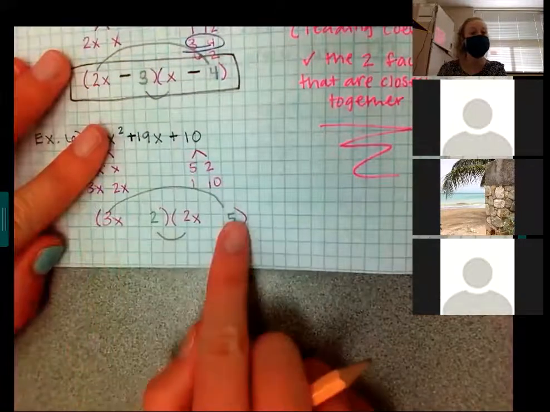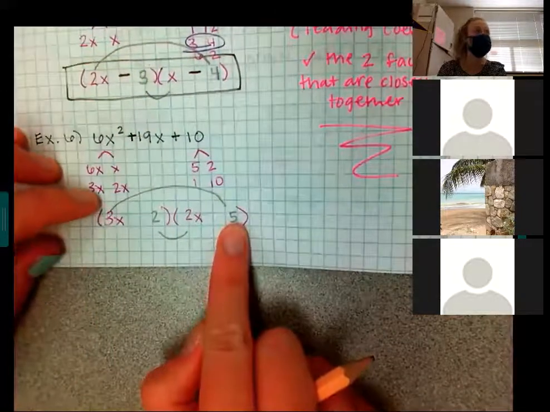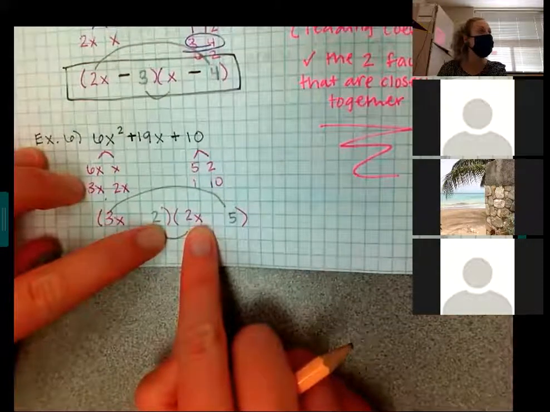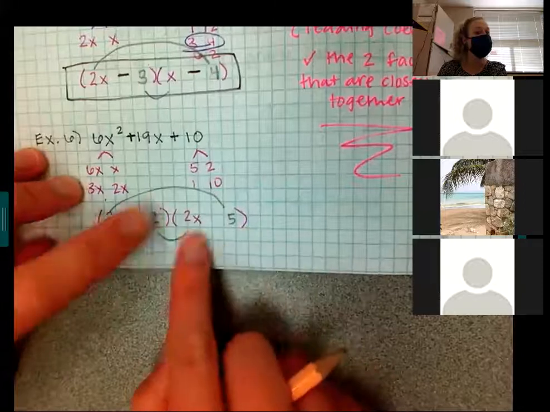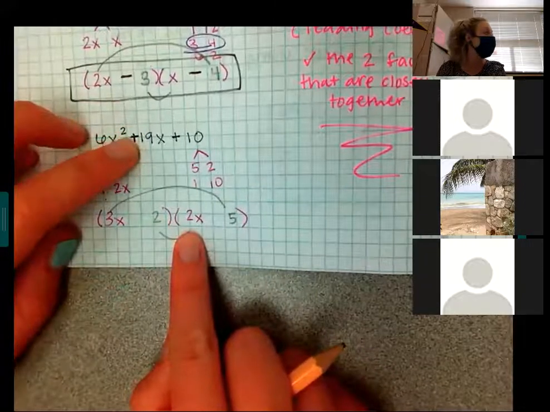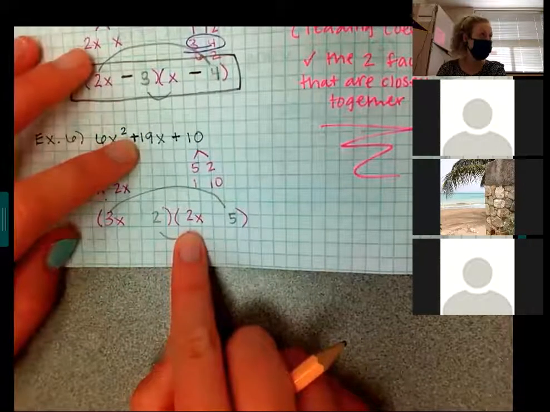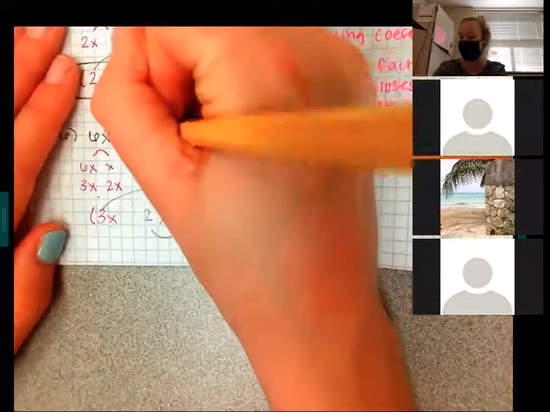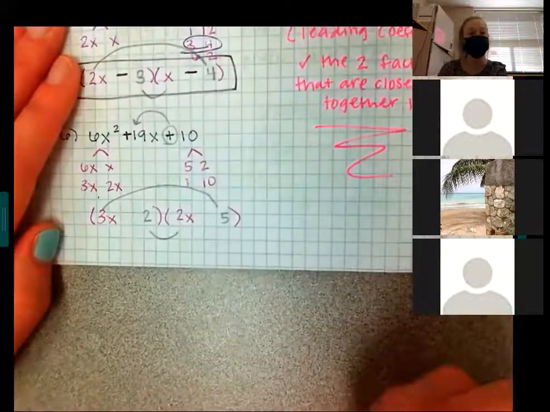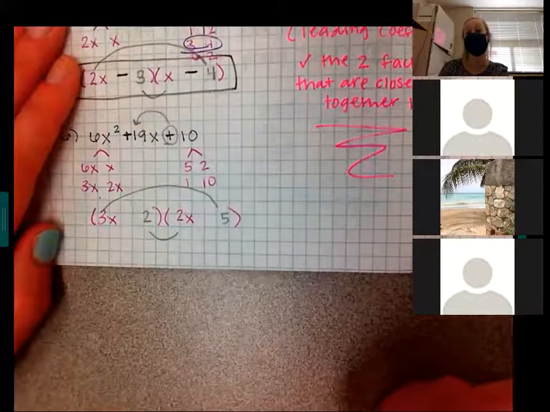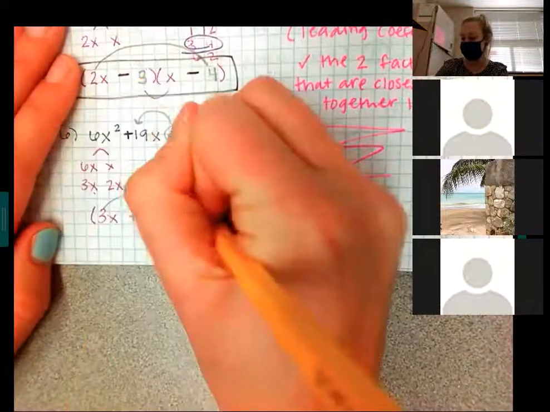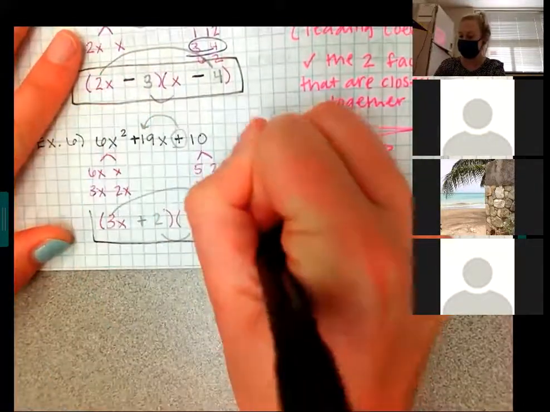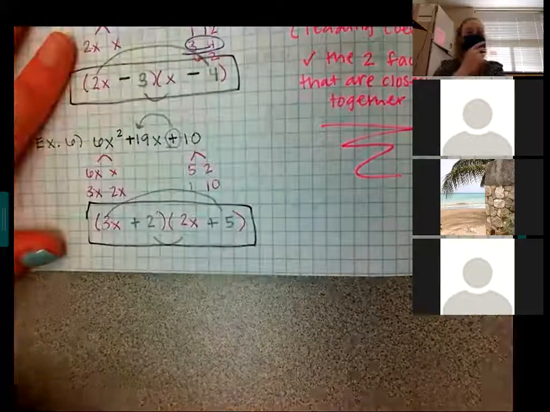So 3x times 5, do y'all agree that's 15x? What about 2 times 2x? What does that make? 4. Does 15 plus 4 make 19? Yes. So now let's look at our signs so we make sure we put the right signs. We're adding to make a positive. So both of my signs should be positive. So this is your answer right here. 3x plus 2 times 2x plus 5.